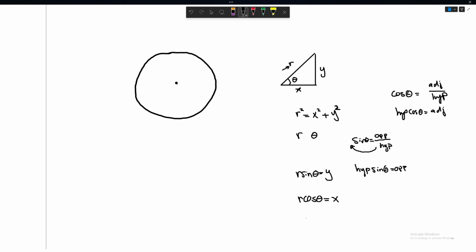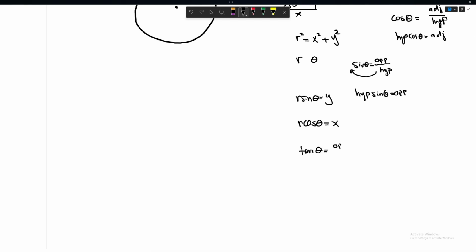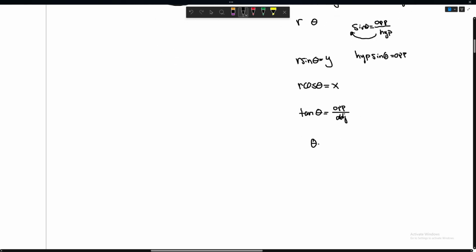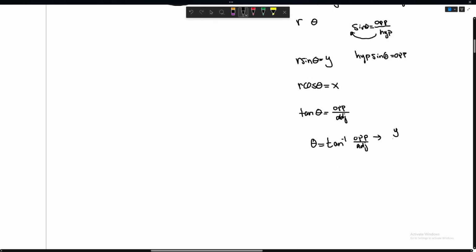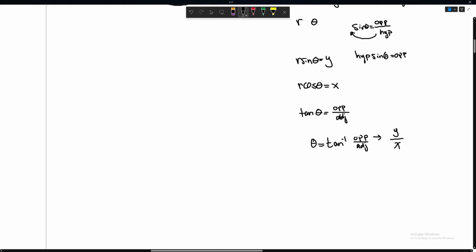Now if I want to find my theta, we know tan theta equals opposite over adjacent. And so if I get rid of tan, theta equals tan inverse of my opposite over adjacent, and I'll get my angle. Your opposite in this case is your y, and your adjacent is your x. Make sense? So if you do tan inverse of y over x, you'll get theta.